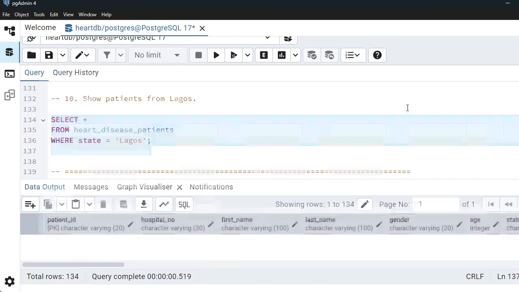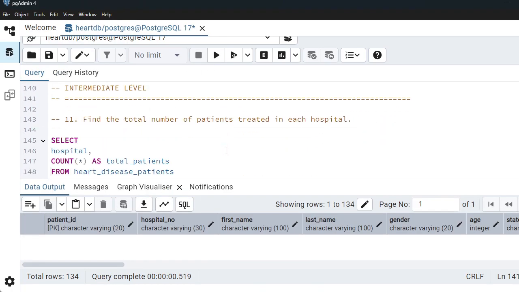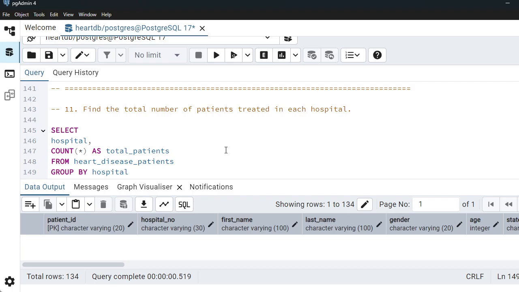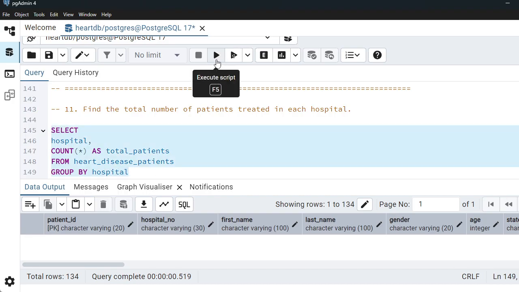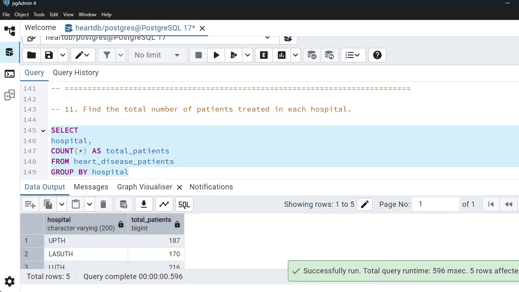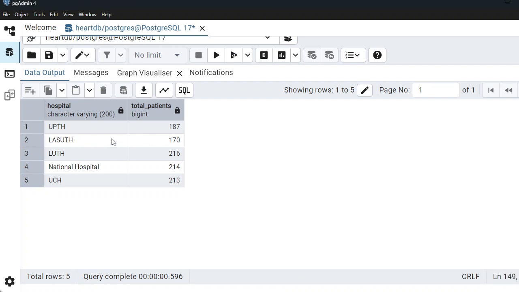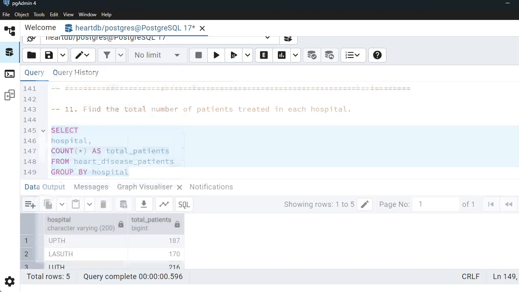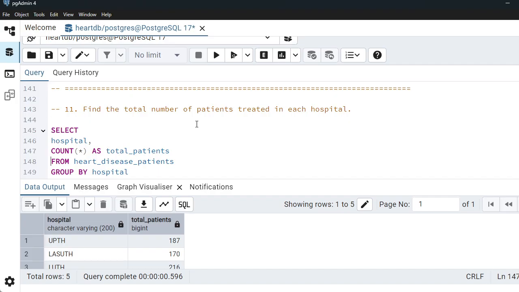So now let's go to the intermediate. The intermediate question says we should find the total number of patients treated in each hospital. So we select the hospital, then count as total patients from the heart disease patient grouped by hospital. When you run this now, you are going to see the patients that we have in each hospital. UPTH has 187, Last Week has 170, LUTH has 116, the National Hospital has 214, and the UCH has 213. So these are the total patients per hospital that we have in this data set.